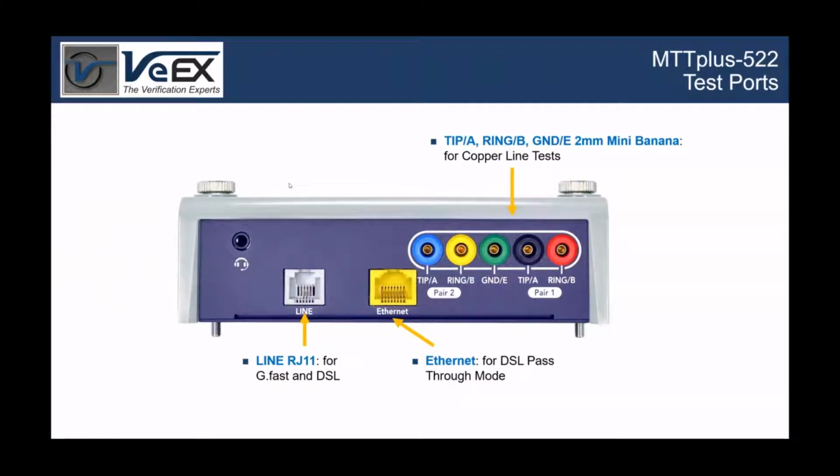The test ports are as follows. For copper testing, there are 5 2mm mini bananas. They are color-coded as follows. For pair 1, tip or A is black, ring or B is red. For pair 2, tip is blue, ring is yellow, and green is for ground or earth. For G.fast and DSL, there's the RJ11 port. And lastly, there is an Ethernet port for DSL pass-through mode.